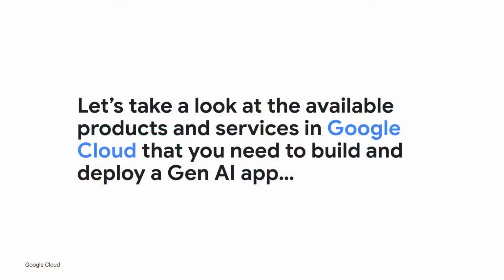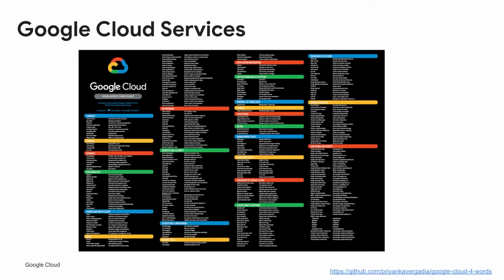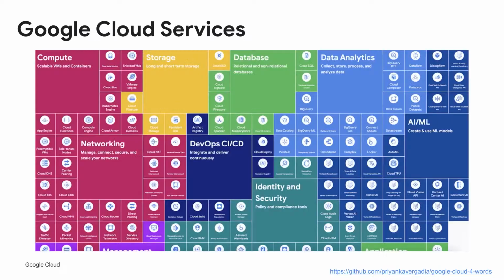So now let's take a look at the available products and services in Google Cloud that you need to build and deploy a generative AI app. There's a developer cheat sheet out on GitHub from a Google DevRel. And so what we can do now for the next 30 minutes or so is walk through each of these 200 plus services one by one. I'll talk about how it works, how you can implement it, pricing, usage, all that fun stuff. No. Actually, I'm just kidding.